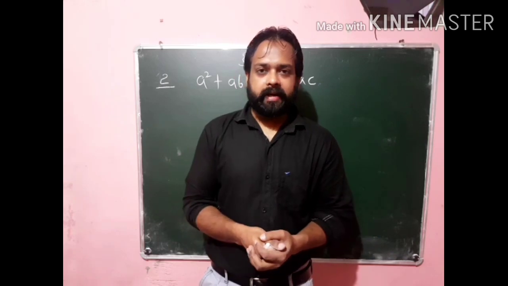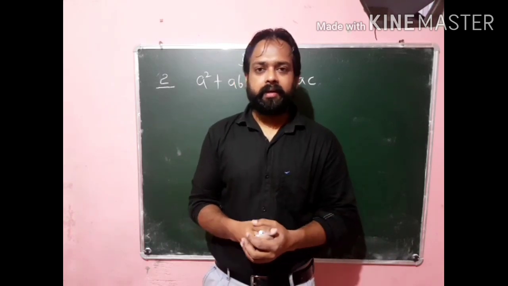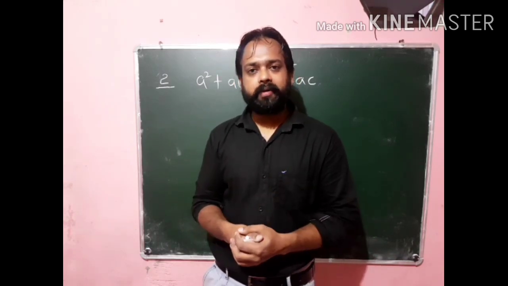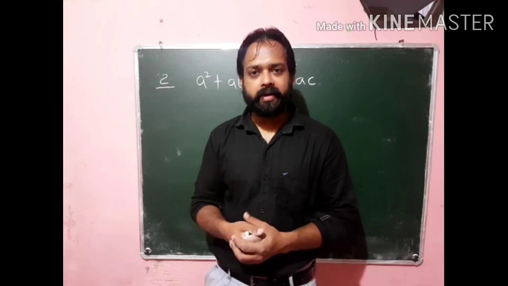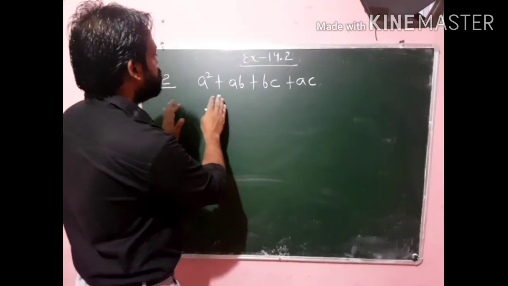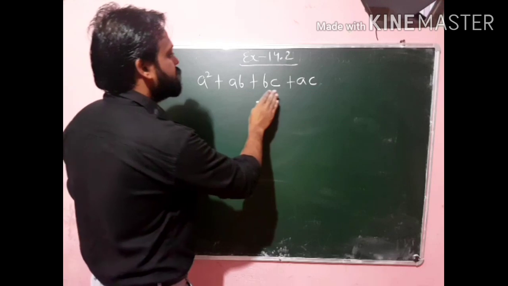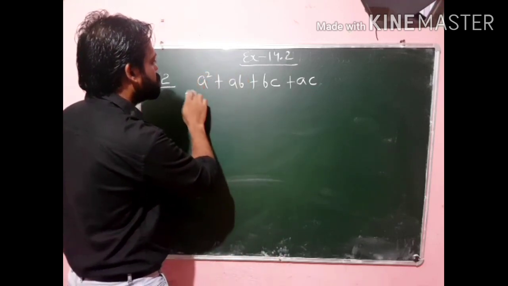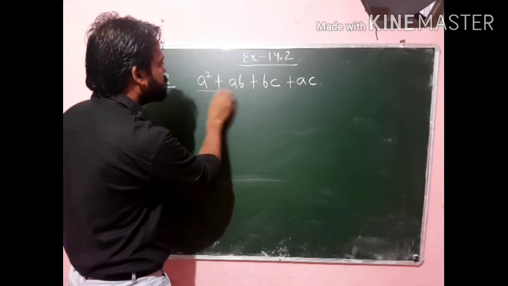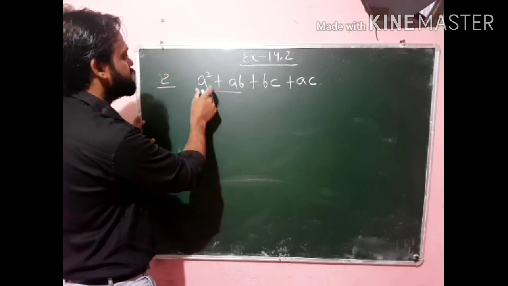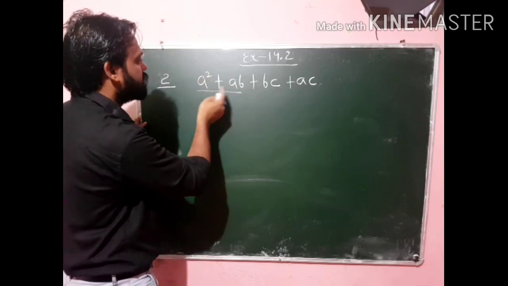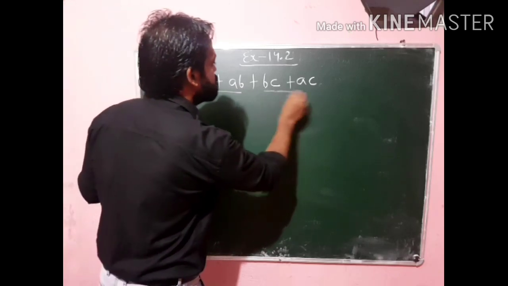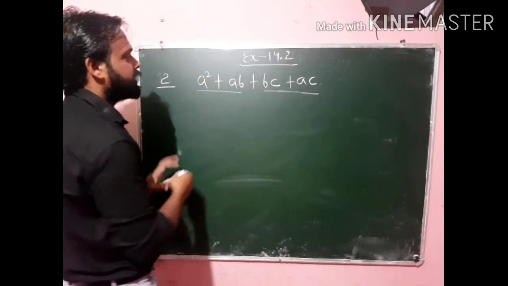Okay, now in the second sum we have to apply the same method again, which we had already applied in the first sum. Means first of all we have to make the groups. So you can see here it is a square plus ab plus bc plus ac. First of all again we can make the groups. This is the first group, because here you can see a is common in this case, and also this is the second group. This way we can select the groups.